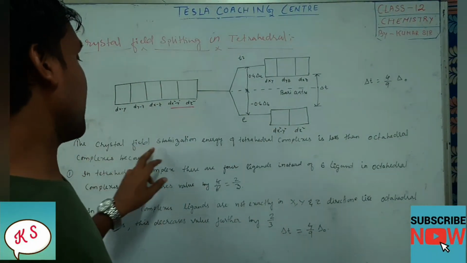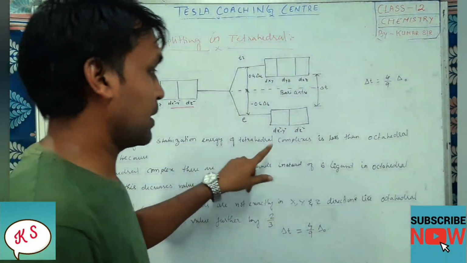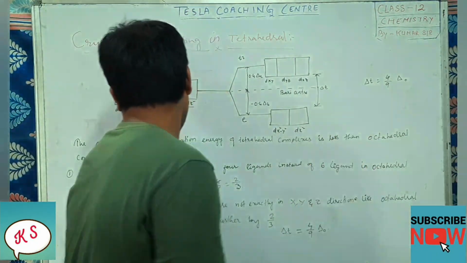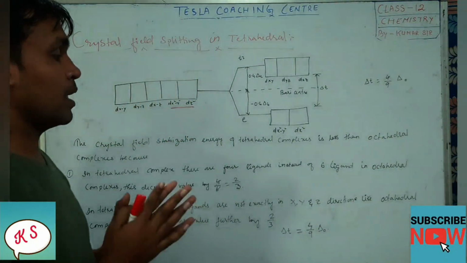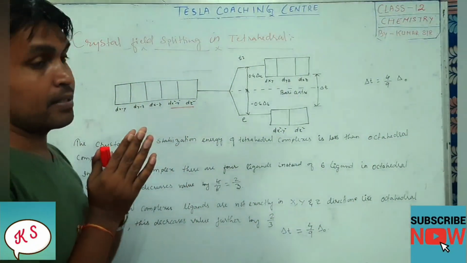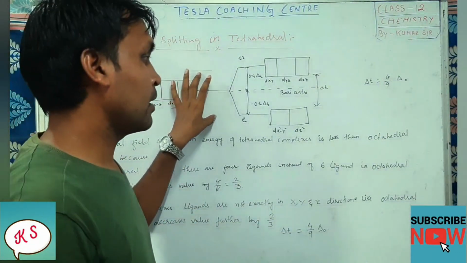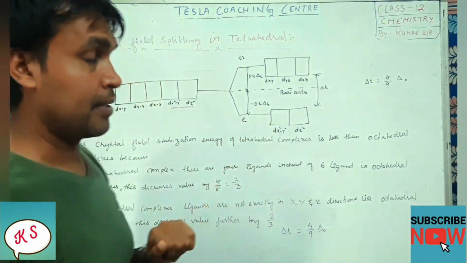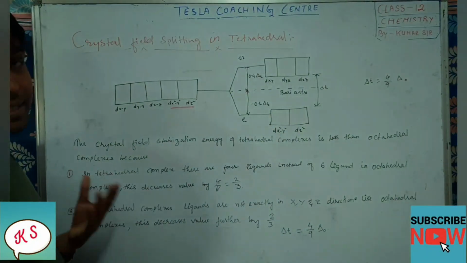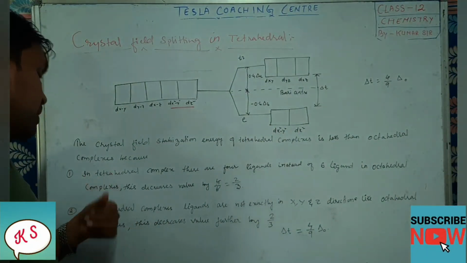Now let us see that the crystal field stabilization energy of tetrahedral complexes is less than that of octahedral complexes. Means what? The crystal field stabilization energy in tetrahedral will be less than octahedral. So why is it so? What are the reasons? Let us see the reasons.